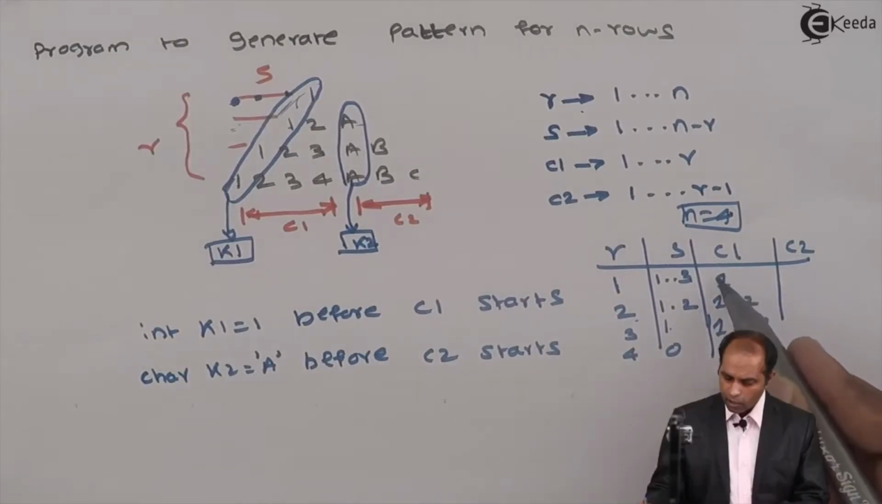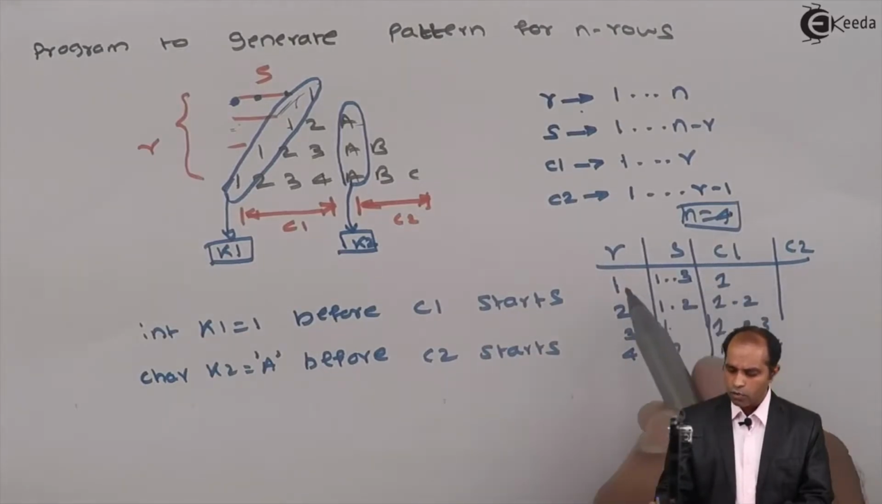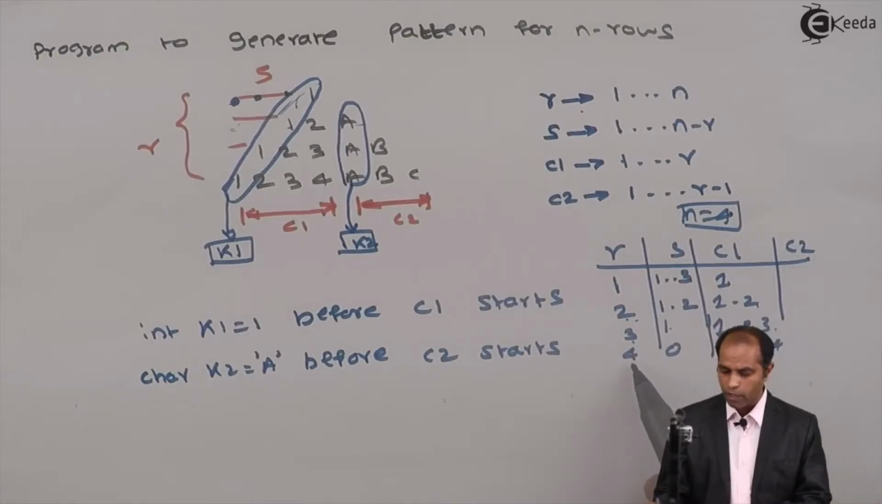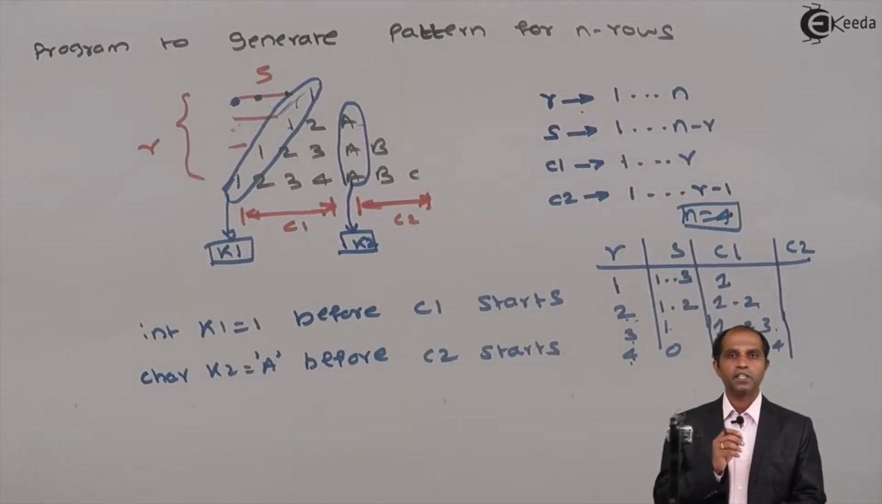So in general, it will always start with 1. It will end up at R in this case. So when R is 1, it ends up at 1. When R is 2, it ends up at 2. When R is 3, it ends up at 3. When R is 4, it ends up at 4. Hence, C1 will start with 1 and end up at R.